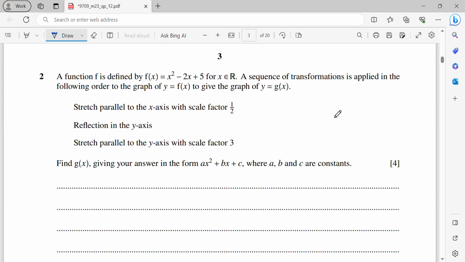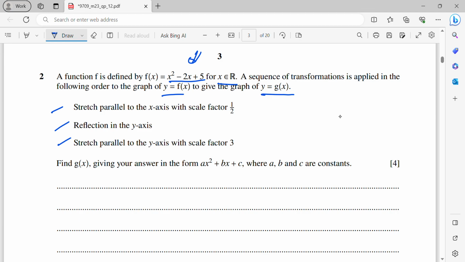Okay, now for question number 2, a function f is defined by f(x) = x² - 2x + 5 for real numbers x. A sequence of transformations is applied in the following order to the graph y = f(x) to give the graph y = g(x). So this is your original graph, and then you have to go through these 3 transformations.